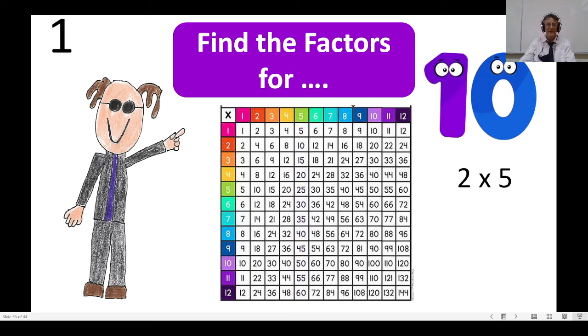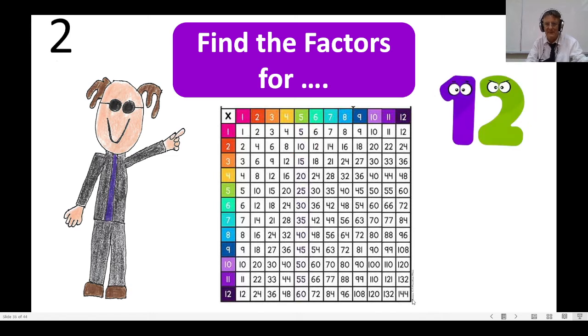Okay, so the answer for 10, if we look along, we've got 2 times 5 equals 10. So the factors are 2 and 5. Did you get that right? Yes? Where did that magic red mark come from? Anyway, another, number 2. Please find the factors for number 12.